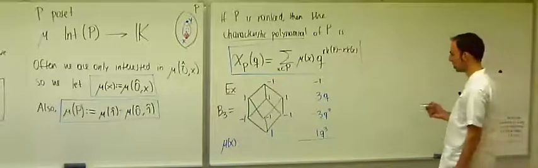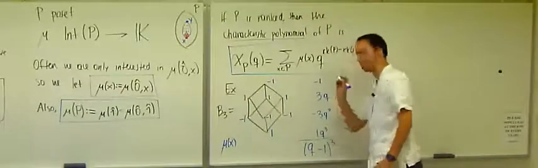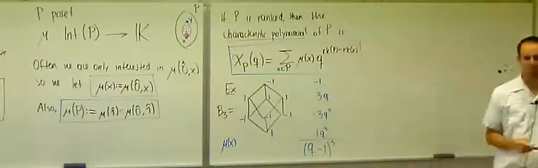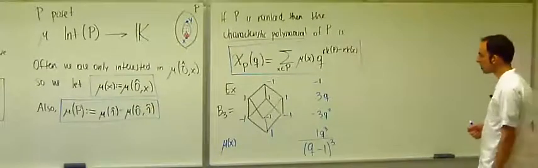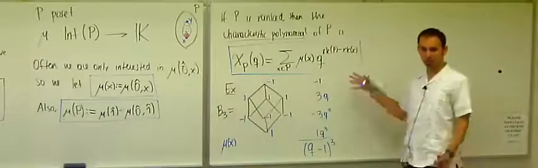So you know what that is, right? There's a better name for this. This is called q minus 1 cubed. And so maybe you have a conjecture for what the characteristic polynomial of Bn might be. But is it clear how I'm computing these numbers in this polynomial?